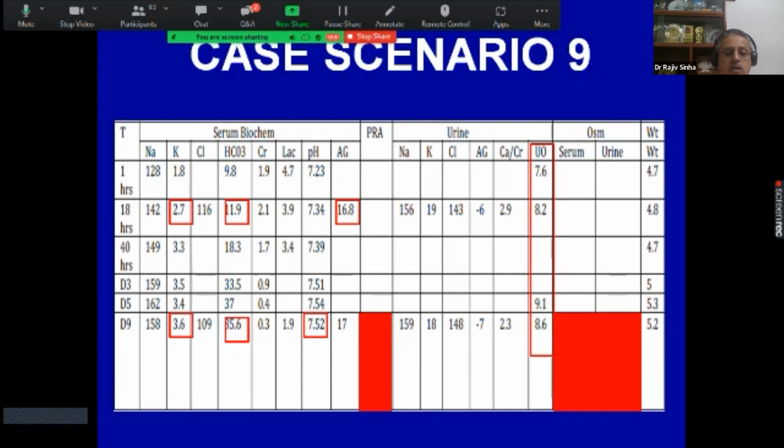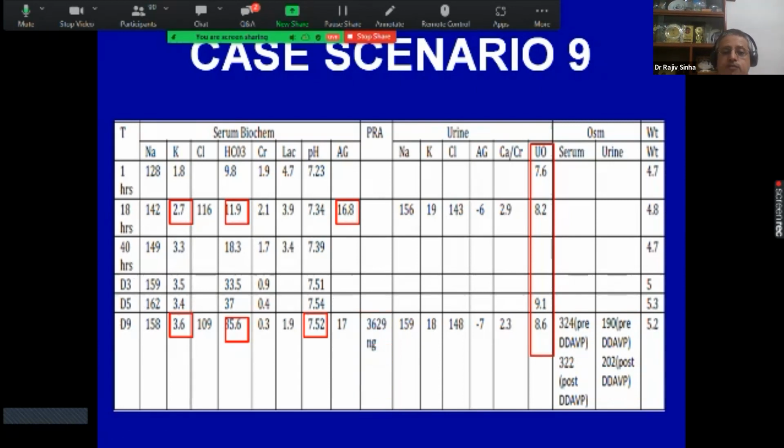Are we dealing with Bartter syndrome? Why? Because of the metabolic alkalosis and the hypokalemia. Or are we dealing with nephrogenic diabetes insipidus because of the hypernatremia? We did a desmopressin challenge test to which the child did not respond. So this was more in line with NDI. But we also looked at the PRA, plasma renin activity. This was very high. So this was more in line with Bartter.